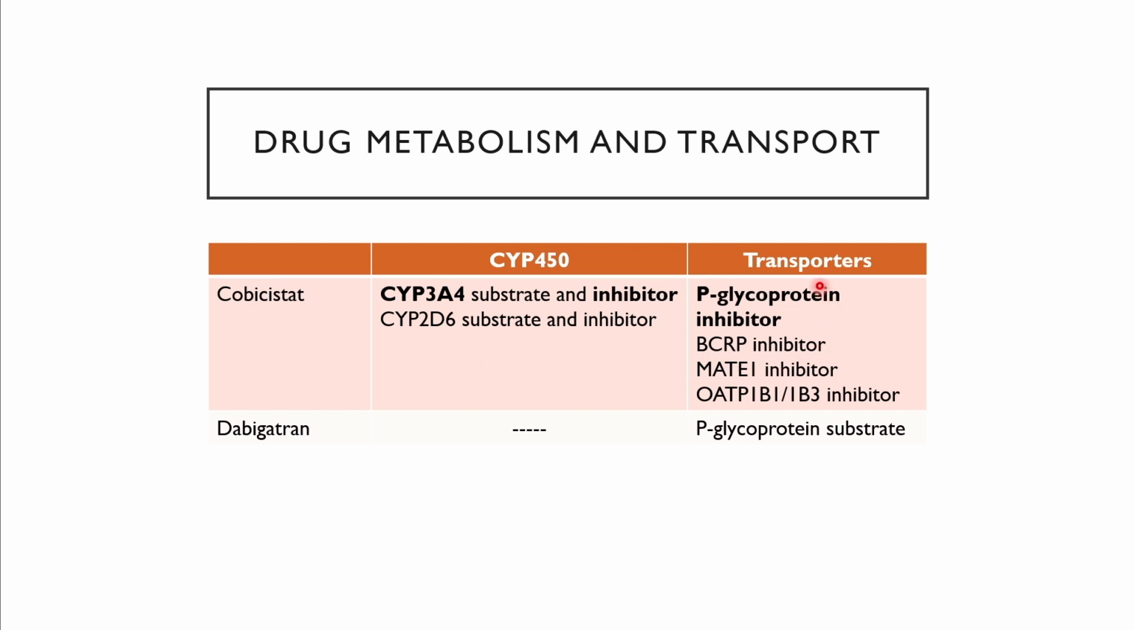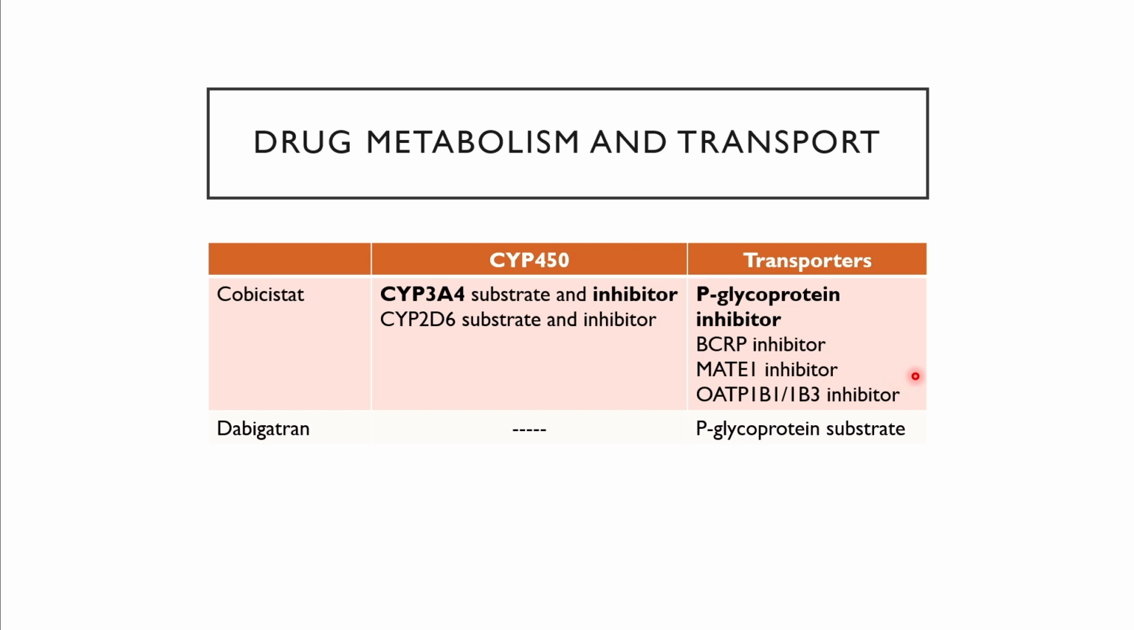But when we take a look at transporters and the transporters that are implicated for this particular drug, we actually see a number of transporters that are involved for this particular medication, including P-Glycoprotein, BCRP, MATE1, OATP1B1, and 1B3. And these are all different functions, and these transporters are located all throughout the body in different areas.